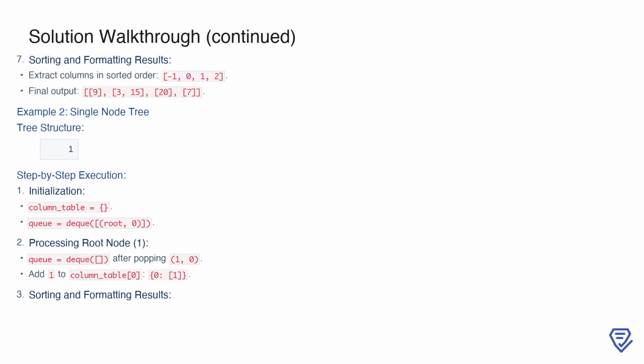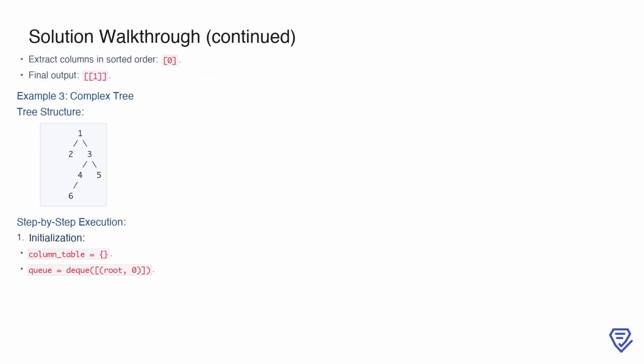Now, let's consider another example, where the tree consists of only a single node. Here, the tree contains just the root node 1. Again, we initialize the column_table and the queue, starting with the root node at column 0. When processing the root node 1, we pop it from the queue, which then becomes empty. We add 1 to column_table 0, resulting in 0, 1. Since there are no other nodes in this tree, the next step is to sort and format the results. Extracting the columns in sorted order gives 0, and the final output for this single node tree is 1.